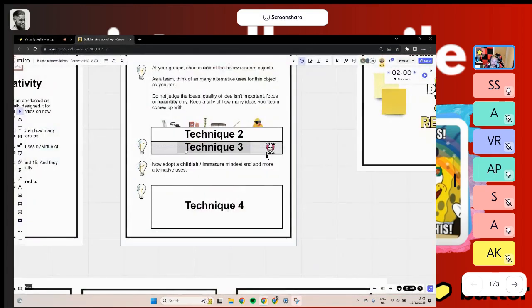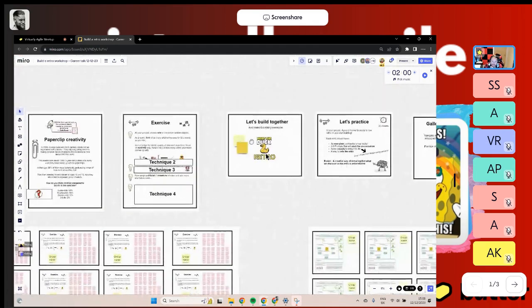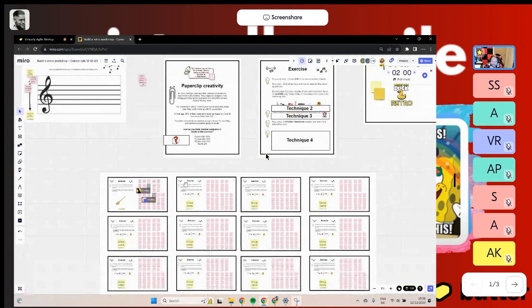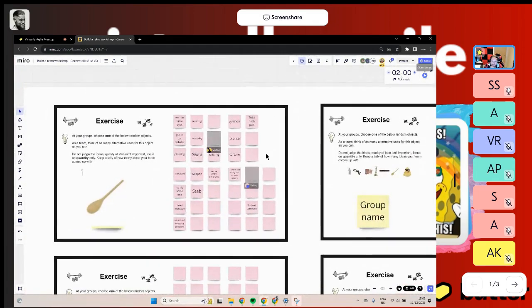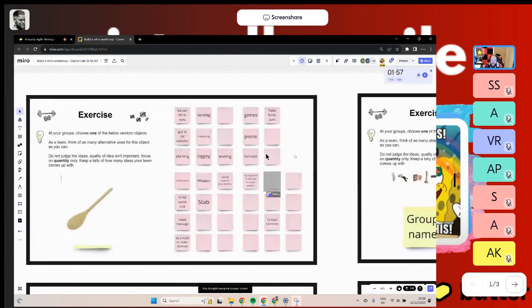So technique 3 now, I want you to adopt a childish, immature mindset. Imagine you're a child. What are all the different ways you could use this wooden spoon if you were a child? Back here on the board. Let's do this. Add some more examples of what we could do with a childish mindset.